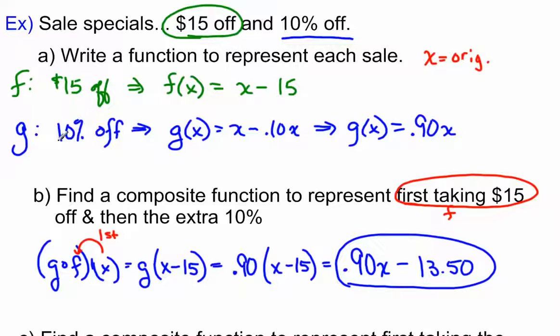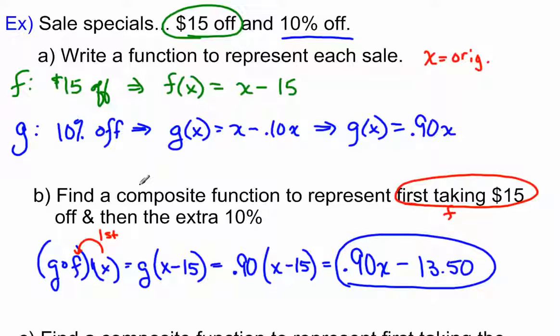Now we'll let g be the second one, which is 10% off. That means I'm subtracting 10% of the original price from the original price. Did you catch that? 10% of the original, so times, subtracted from the original. So it's going to be x minus 0.10x. Simplifies to g of x is equal to 0.90x.